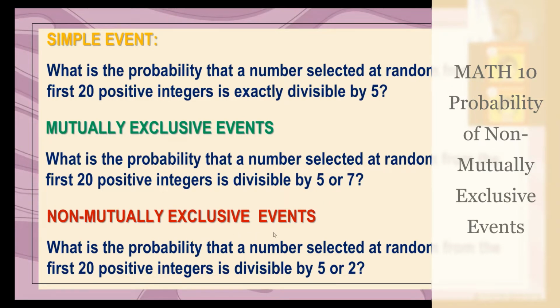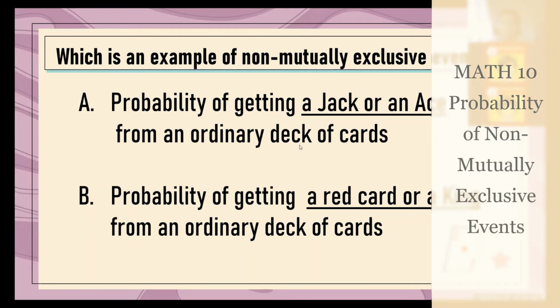And this is non-mutually exclusive because you can come up with common numbers that are divisible by both 5 and 2. Like what? So 10 and 20 lang, di ba? But still, there are common numbers. So that's why this is non-mutually exclusive. Now, look at the two examples, A and B, which is an example of non-mutually exclusive, A or B. Please analyze. Letter A, probability of getting a jack or an ace.